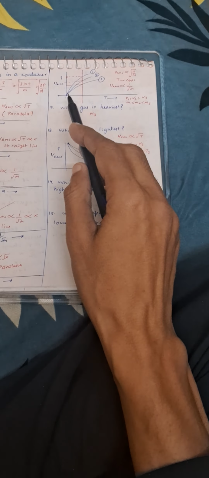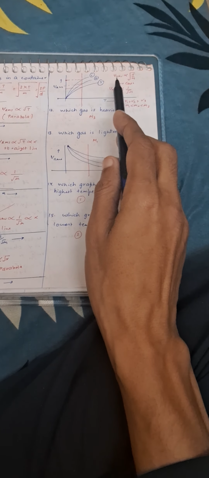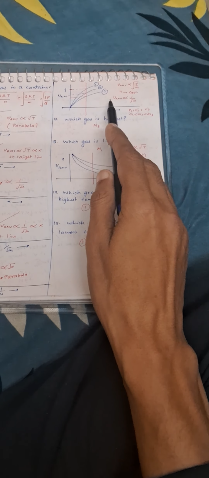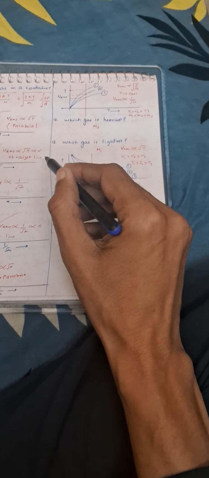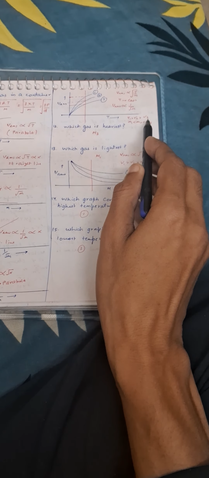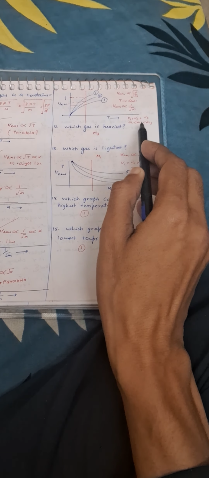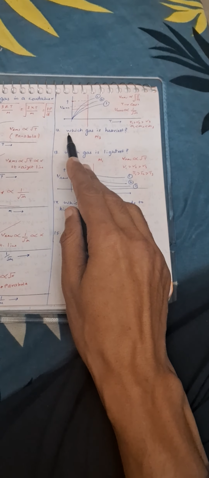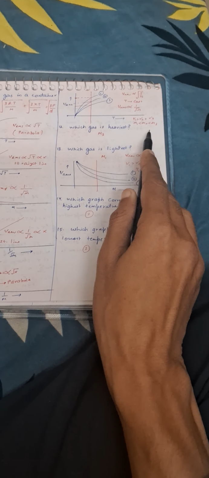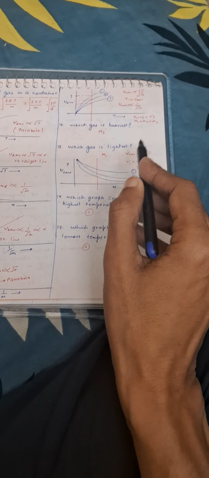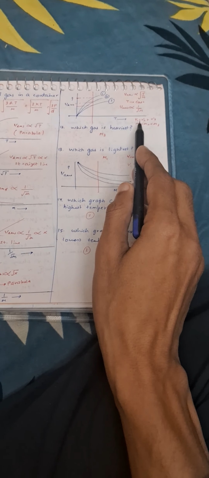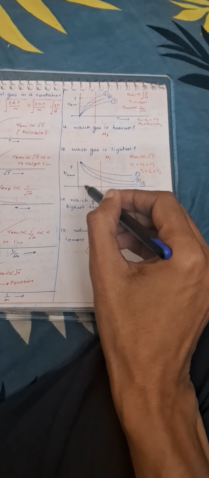Next, we are given three different graphs, and VRMS is proportional to root of T by M. T is constant over here, so VRMS is proportional to root of 1 by M. As we can see from the graph, V1 is greater than V2 greater than V3. That means M1 is less than M2 less than M3. Next question: which gas is heaviest? We can see that M3 is greatest, so gas 3 will be heaviest. Next, which gas is lightest? M1 will be lightest over here.